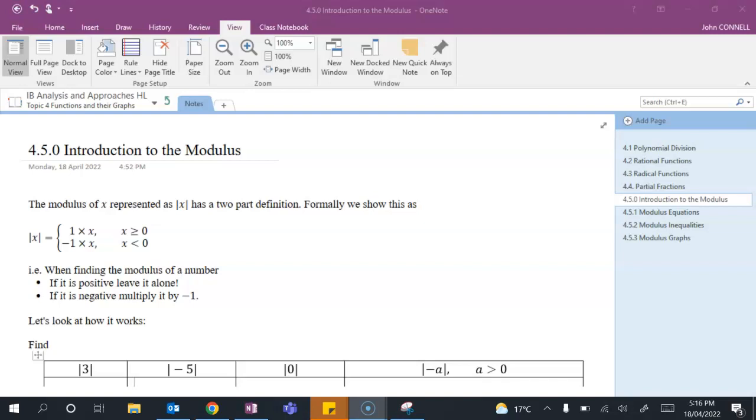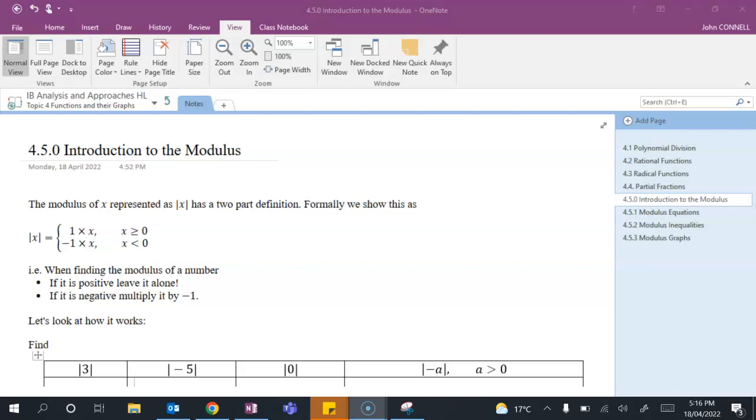Hi everybody, today we're looking at something called the modulus function. And the modulus of x has a two-part definition. The two-part definition says that if x is a positive number or 0, we don't do anything to it. It's just that number. Or the other way that I've formally shown it is we multiply it by 1, so we just get x. Now, if it's a negative number though, that's when something happens. That's when we multiply it by minus 1.